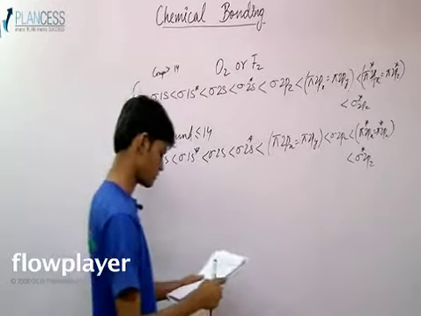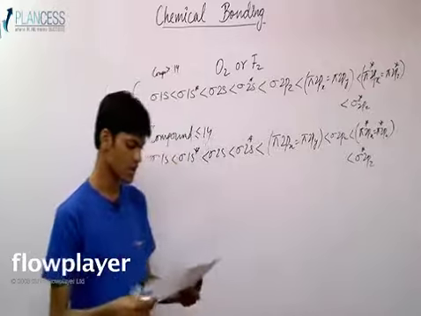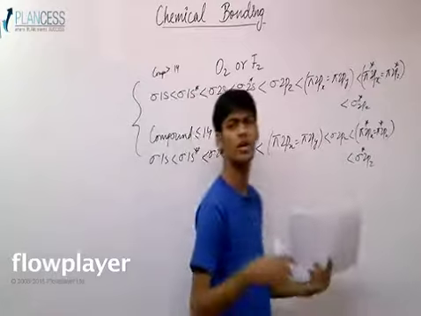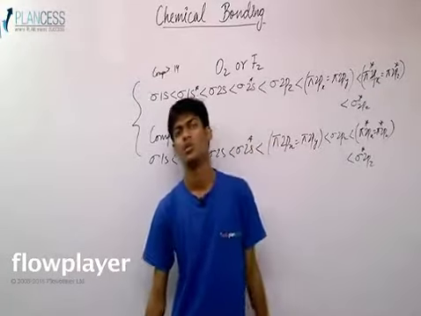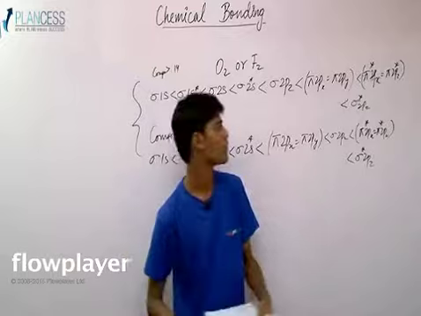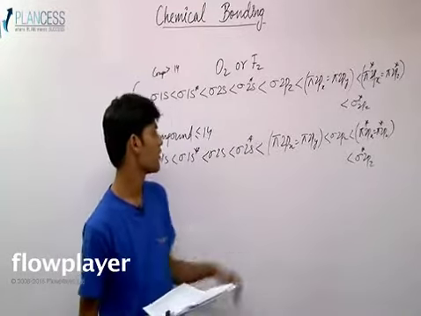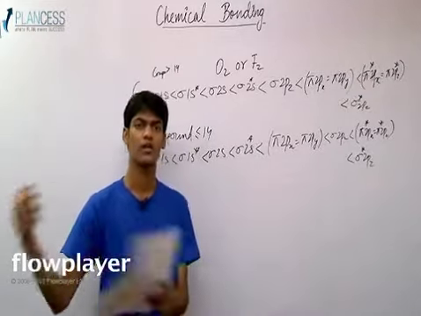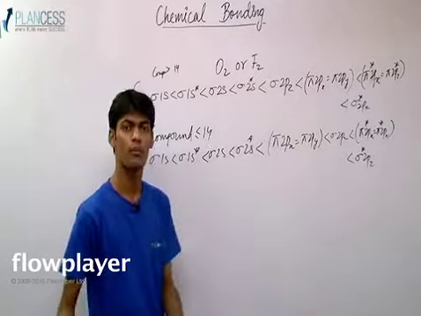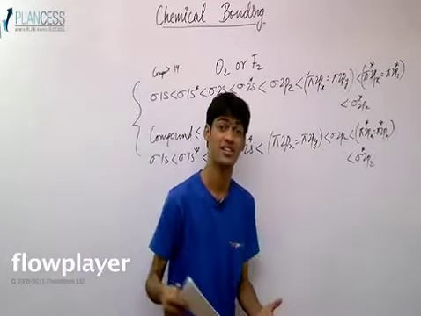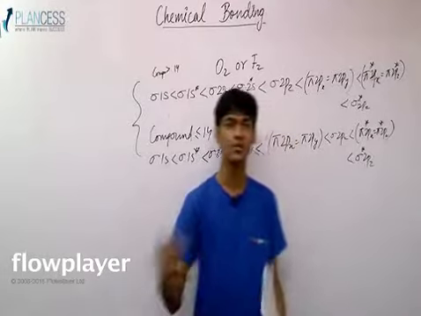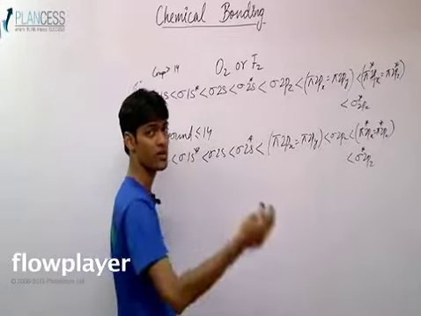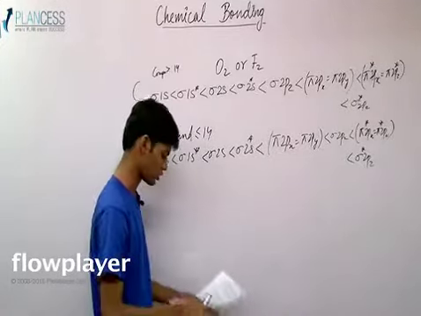Now I would write some electronic configurations. First, how do you define the molecule to be stable? If the number of bonding electrons, by which I mean the electrons present in the bonding orbitals, is greater than the number of antibonding electrons, then the compound is stable. If they are equal, the compound is not able to exist, and it is unstable if the number of antibonding electrons is greater than the number of bonding electrons.